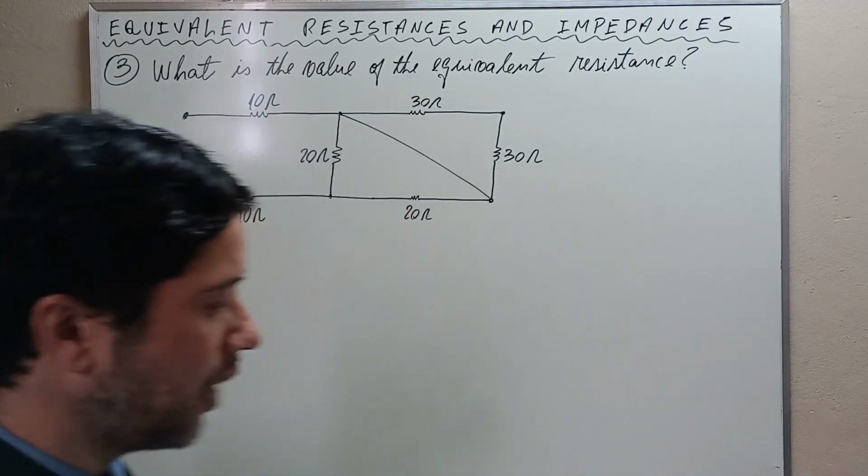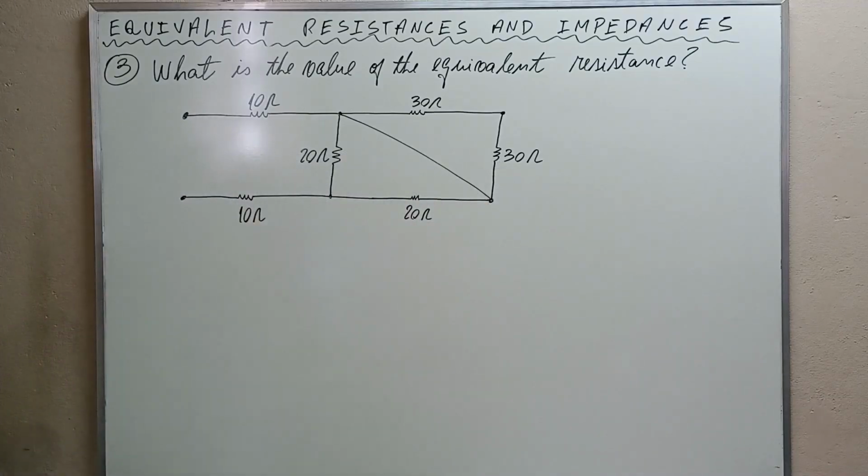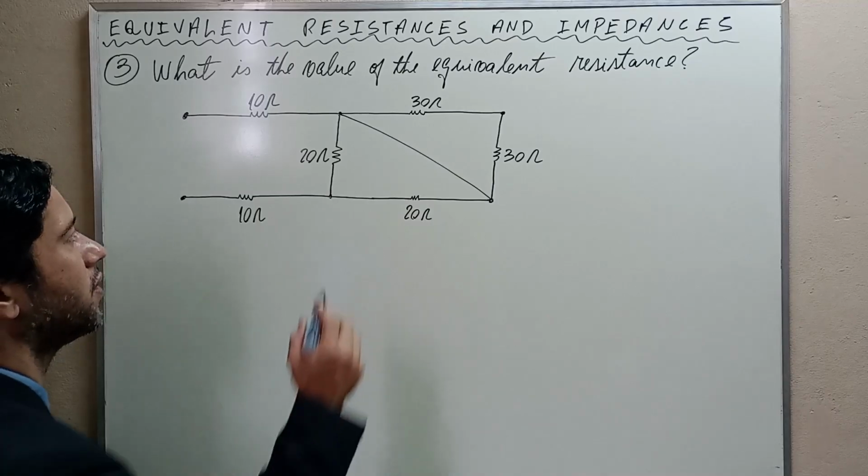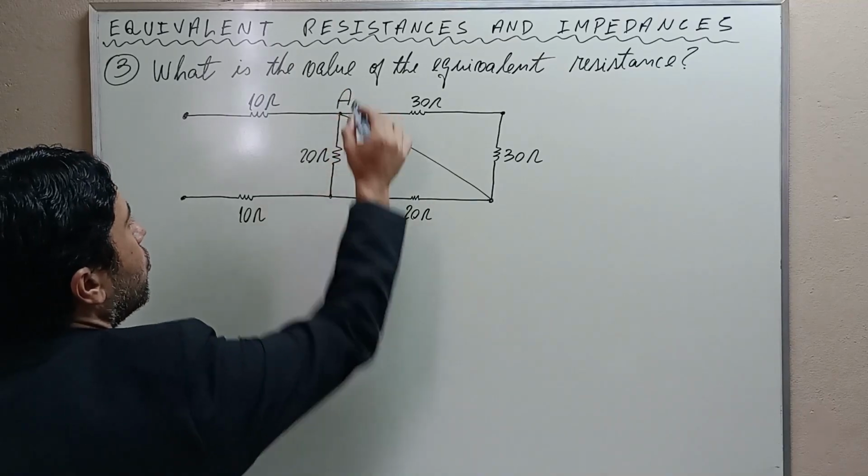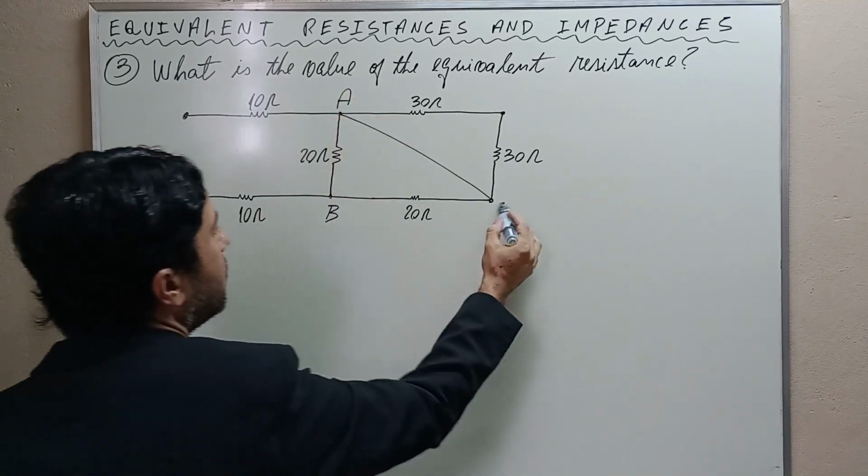Exercise number 3. An electronic device was modeled according to the diagram shown in the figure. The question: what is the value of the equivalent resistance? This is the question. Let's go to the solution. But firstly, let's use some labels to facilitate the understanding. I'm going to call this node A, this B, and this C.